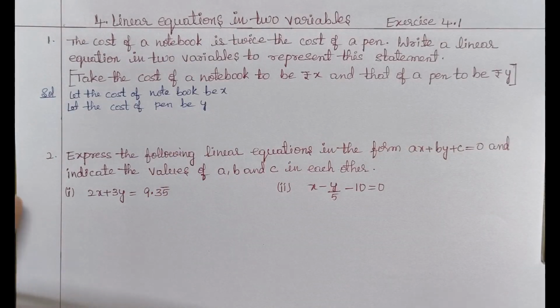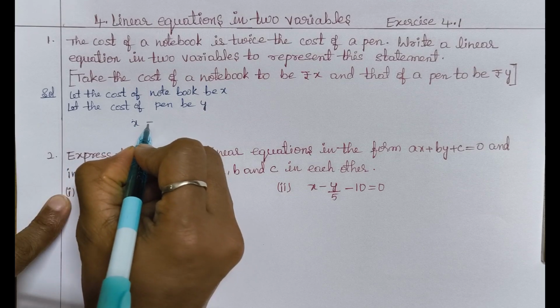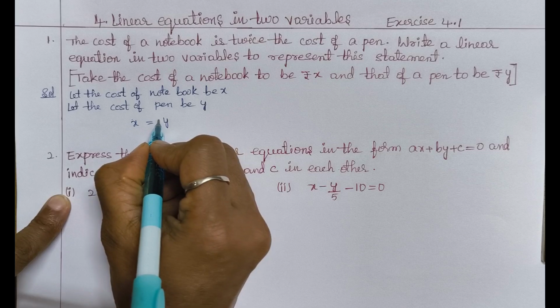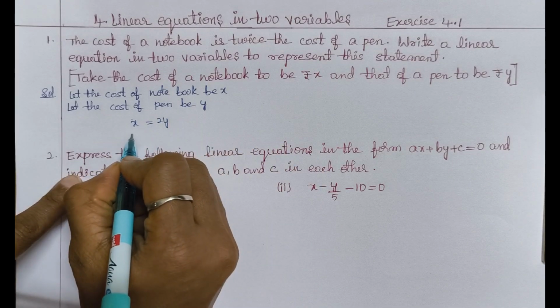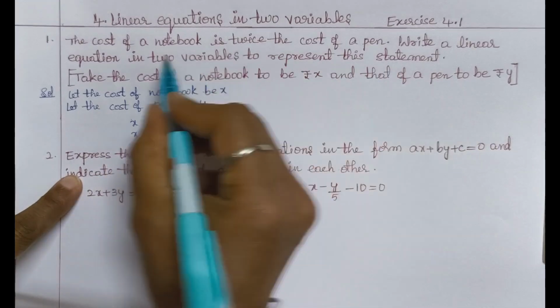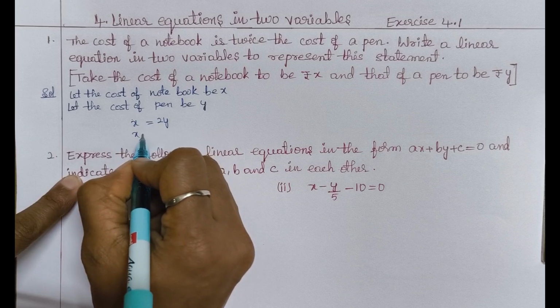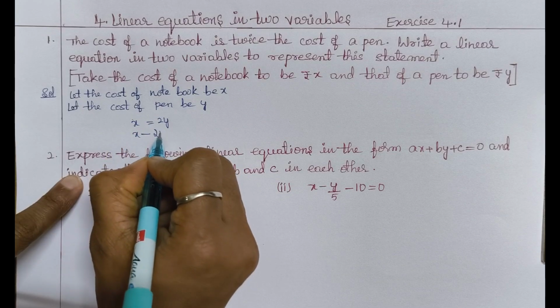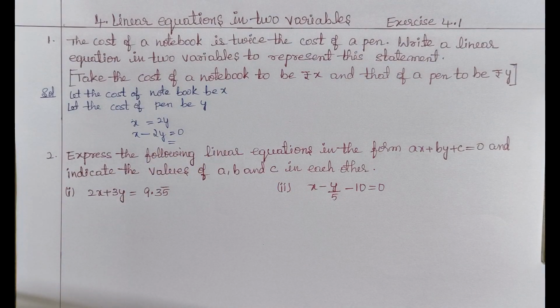Okay, are you clear? So here I am writing, notebook means I am taking x. Pen means I am taking y. Actually, notebook only is double, but we will take double on this side. So now we will write in ax plus by plus c form. So x, this side plus 2y, before is equal to x minus 2y equals 0. This is the answer. Okay, now we will move to the second question.